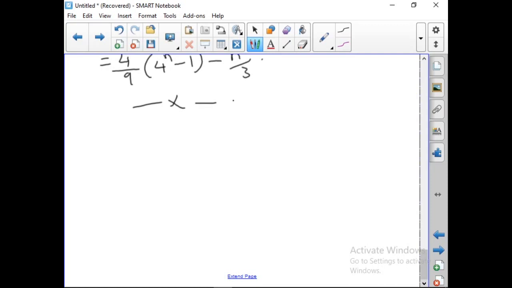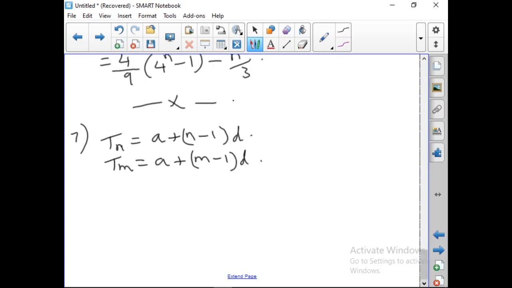Then question number 7. Show that the sum of m plus nth and m minus nth term of an AP is equal to twice the mth term. So Tn is what? a plus n minus 1 into d. So what about Tm? Tm will be a plus m minus 1 into d. What to prove here?